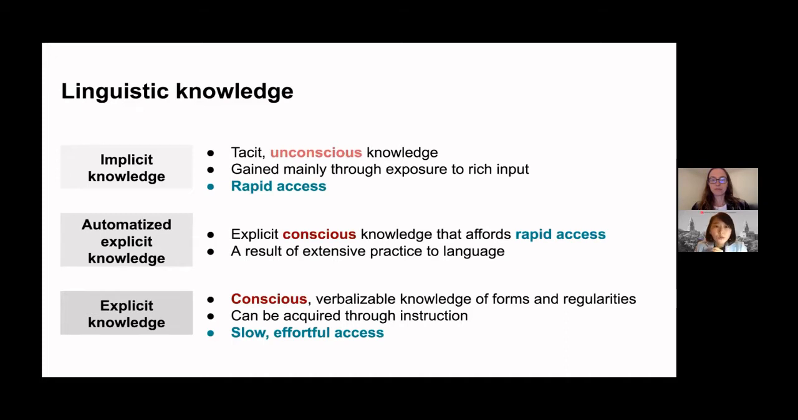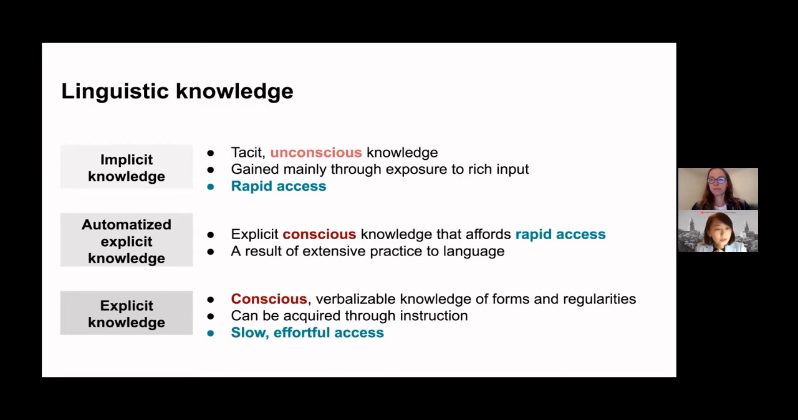So one of our aims was, again, to examine the association between different types of aptitude and different types of knowledge. So here I'm going to briefly go over 3 types of knowledge. Starting from the bottom, explicit knowledge is conscious verbalizable knowledge of forms and regularities. And we could develop this type of knowledge typically through grammar instruction. And access to this knowledge is slow and effortful because we rely on control processes.